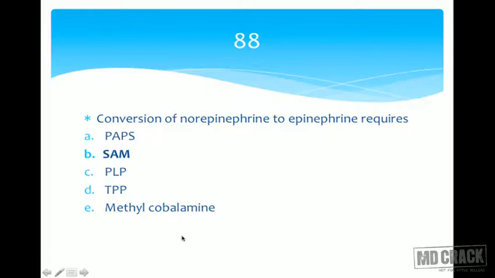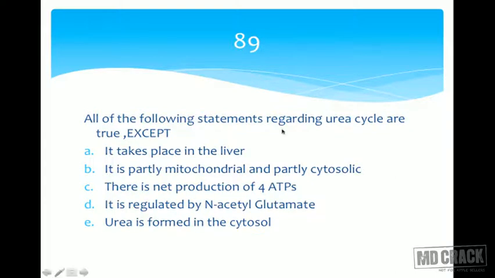Methylcobalamin, again you might be wondering whether it is a methyl transferase, but no, methylcobalamin is involved in only 2 reactions within the body. Methylmalonyl-CoA to succinyl-CoA is where adenosyl B12 is involved, and homocysteine to methionine is where methylcobalamin is involved. So it is not required for norepinephrine to epinephrine. We'll go ahead to the next question. All of the following statements regarding the urea cycle are true except: it takes place in the liver. It is partly mitochondrial, partly cytosolic.